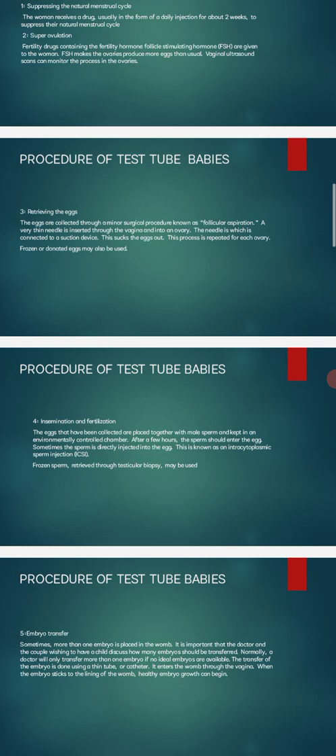The transfer of the embryo is done using a thin tube or catheter. It goes through the vagina. When the embryo sticks to the lining of the womb, healthy embryo growth can begin.